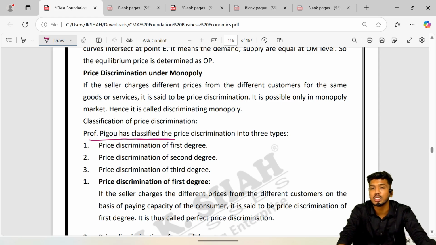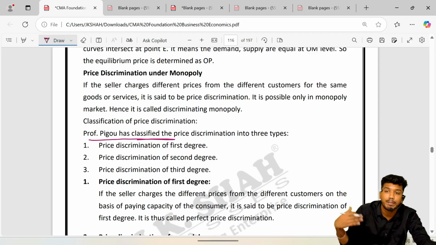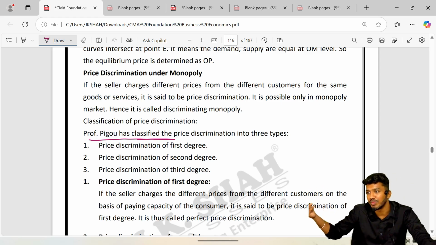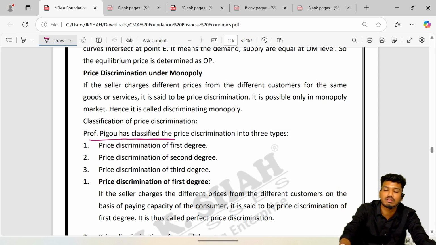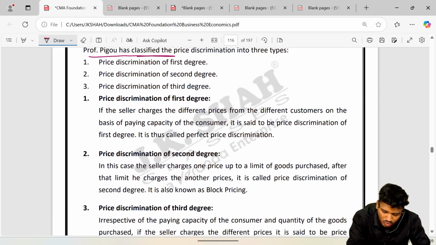It is basically charging different prices to different consumers, on the basis of their paying capacity. If I feel that the customer is willing to pay more for the commodity, I will charge him more. If I am a monopolist and I feel this person's capacity is not that much, I'll charge him an average price. Let's go with an example.